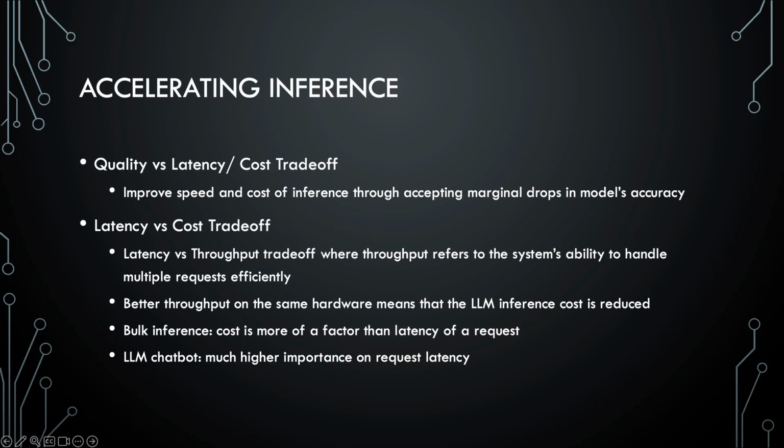It's important to note that there is a trade-off between the quality of model response and latency and cost. If we improve the speed and cost of inference, we need to accept marginal drops in our model's accuracy. That may be acceptable for many or even most use cases, but could be disastrous in others. The latency versus throughput trade-off is equally important. Throughput refers to the system's ability to handle multiple requests efficiently. Better throughput on the same hardware reduces per request costs. For bulk inference applications, cost is more important than latency. However, for chat applications, latency reduction is critical for user experience.